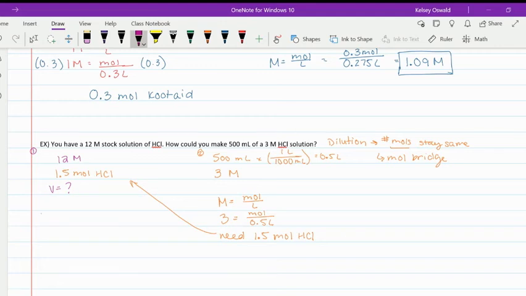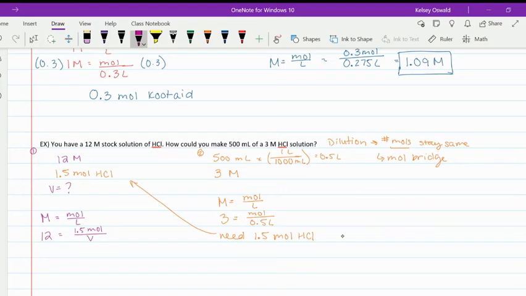So now, if we look at our molarity equation again, we see that we know the molarity of the solution we're starting with. We know how many moles of HCl we need. We just need to find our volume. So again, what volume of that 12 molar solution contains 1.5 moles?